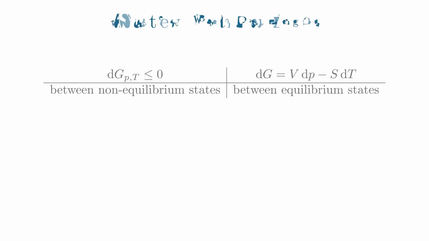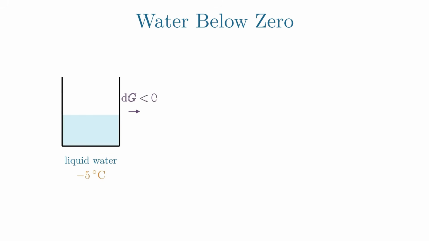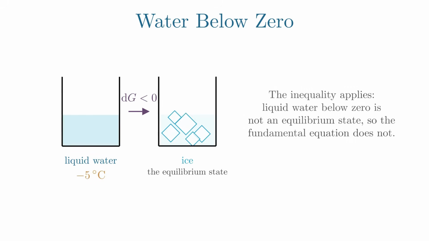For example, the earlier equations apply to water below 0 Celsius. It spontaneously freezes, lowering its Gibbs energy at constant pressure and temperature. The fundamental equation does not apply in this case, since water is not in its equilibrium state below 0 Celsius. The equilibrium state is ice.